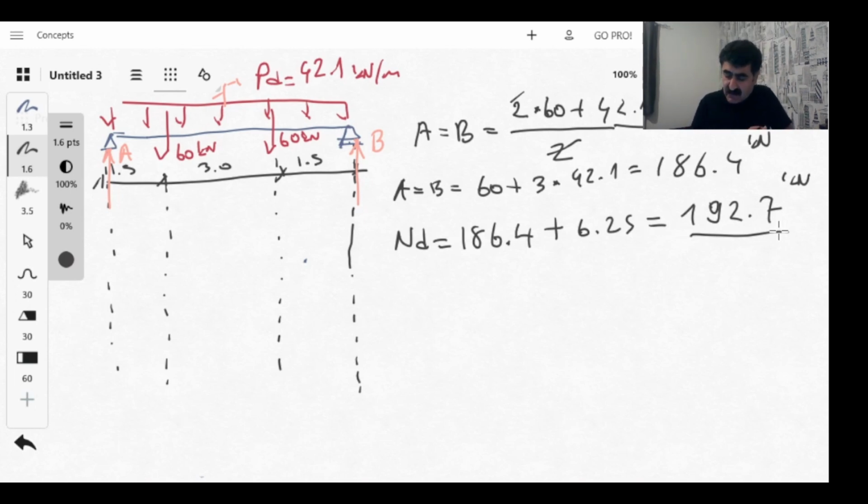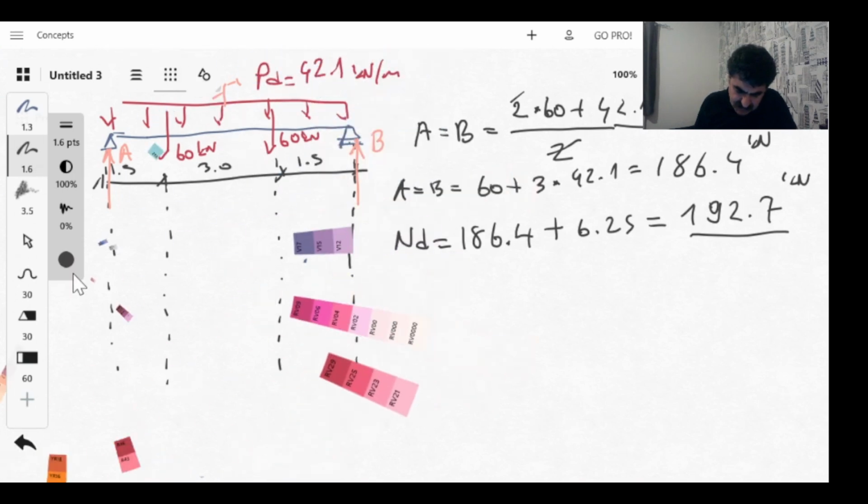So we calculated design loads and design axial load, and only the design moment remains to be calculated. But in this video we have time, so I just want to continue and try to find the shear diagram and then the moment diagram. So let me draw the shear diagram first.